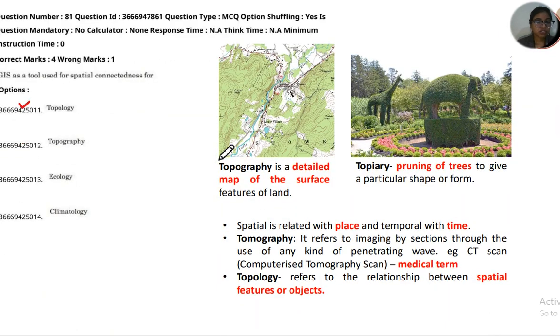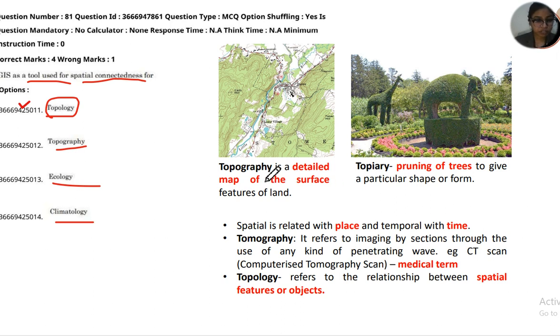Okay, so the first question is: GIS is a tool used for spatial connectedness for. GIS, whose full form is Geographical Information System, is a tool used for the spatial connectedness, for the topology. The options given to you are topography, ecology, climatology.